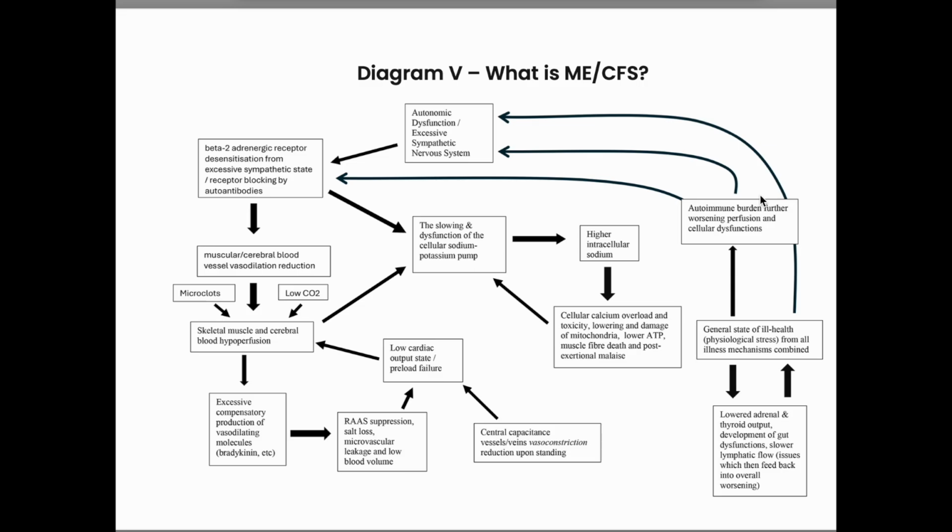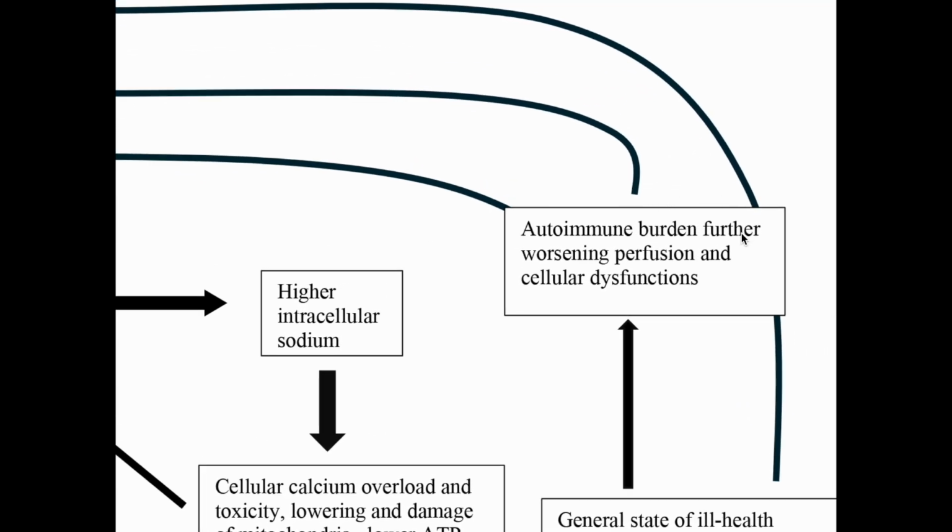Let's go first of all to autoimmunity over here. So there's an autoimmune burden which further worsens the perfusion and cellular dysfunctions. Now, there's a specific kind of autoimmune problem that occurs in ME-CFS, which is autoantibodies against G-protein coupled receptors. These include autoantibodies against beta-1 receptors, beta-2 receptors, muscarinic 3 receptors, alpha-1 receptors. And these are different from normal autoimmune problems in that they are not breaking the body down, as in rheumatoid arthritis, but they are actually interfering with cellular function, making it dysfunctional and further impacting the central mechanisms that are ongoing in ME-CFS.